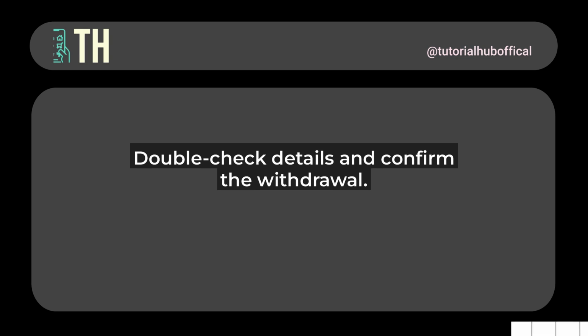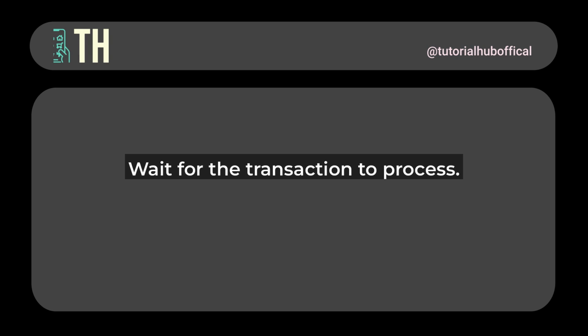Sit tight while the transfer processes. It usually takes a few minutes to an hour, depending on network congestion. Once it's done, log back into Coinbase and check your wallet. Your USDT should be there. If it's not showing up right away, give it some time and maybe refresh the page.